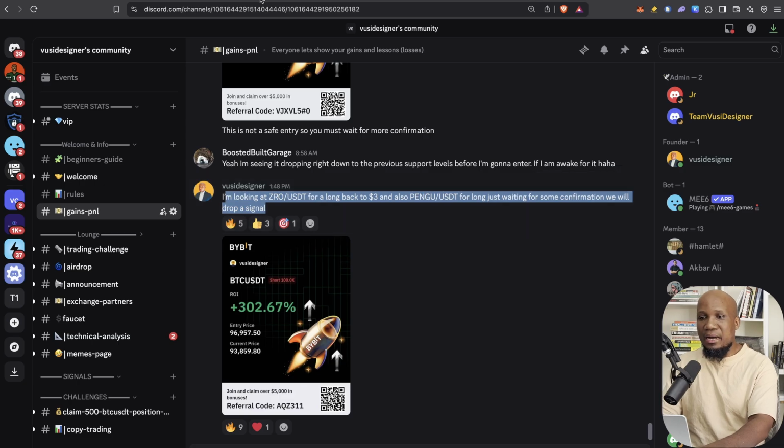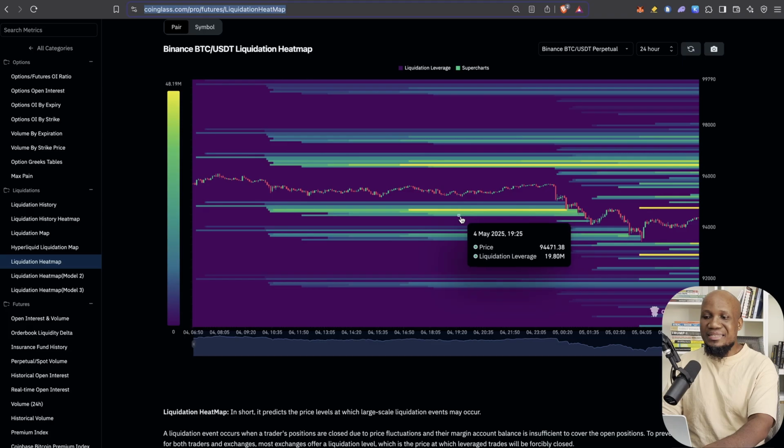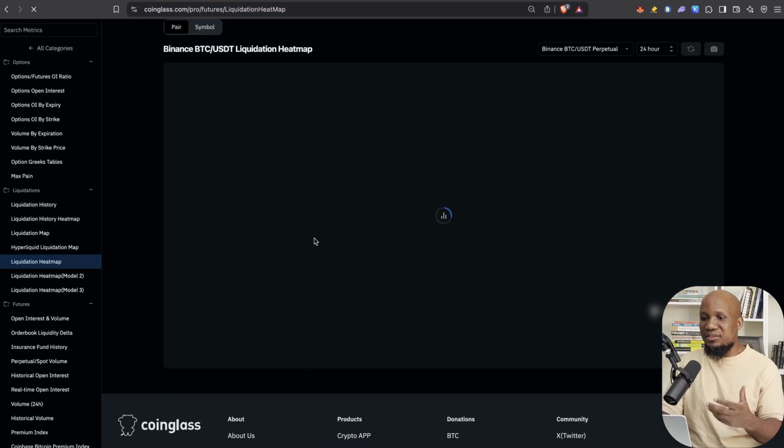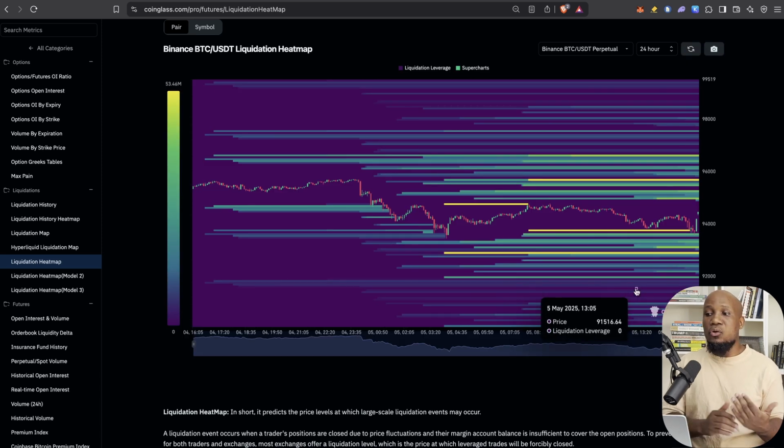So that is how you use this tool here, is understanding that there's a lot of liquidity sitting at these key areas, and obviously the market is more likely to go and grab that liquidity. Now let me go ahead and refresh this because the market has changed since I opened this page, and you can see now we're getting different data. So let's look at this data point and also analyze it.